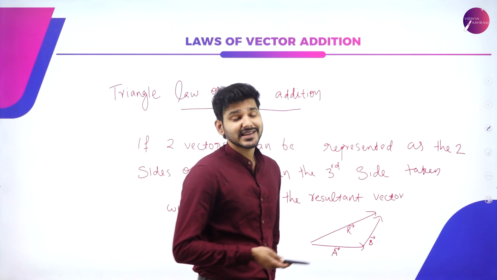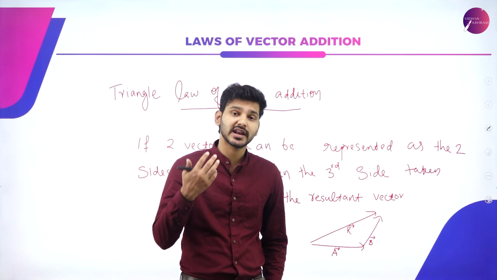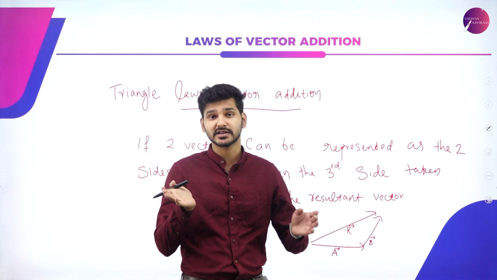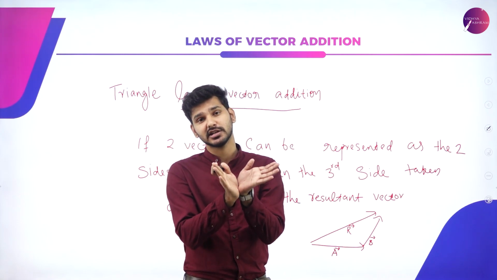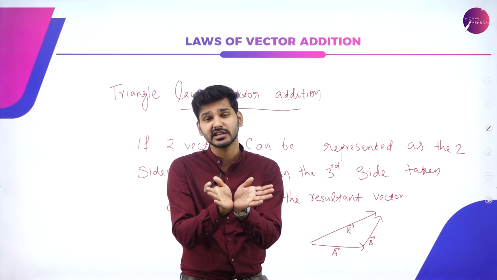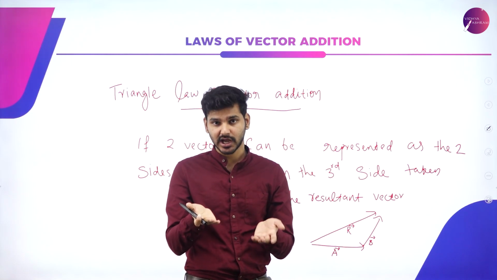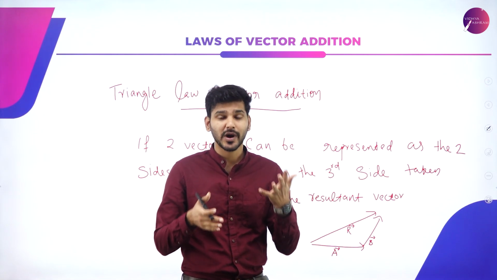So the very next thing we have to learn is two laws regarding vector addition. That is how we can actually represent the resultant of two vectors. When two vectors are acting in a plane with a common starting point, what will be the resultant? How can we find that particular resultant? And why do we need to find it?